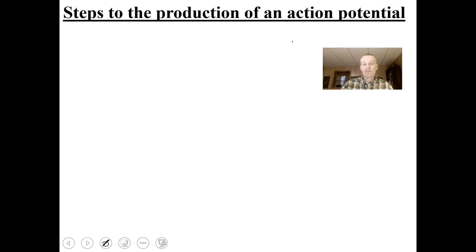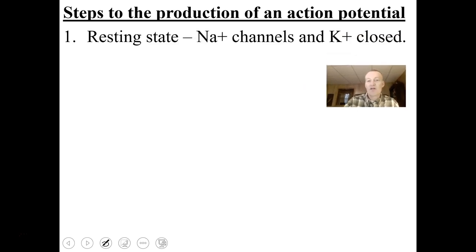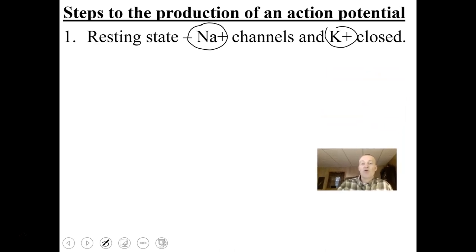So let's talk about the steps to an action potential. We want to see how an action potential is going to work. An action potential is going to have a resting state. That's where we're going to have sodium channels and potassium channels that are going to be closed. And what I'm talking about are voltage-gated sodium and voltage-gated potassium channels that are going to be closed at resting state. At resting state, we have the negative 70 millivolts. That negative 70 millivolts is being maintained because you have sodium leak channels, potassium leak channels, and a sodium-potassium pump that are all working together to provide that negative 70 millivolts.